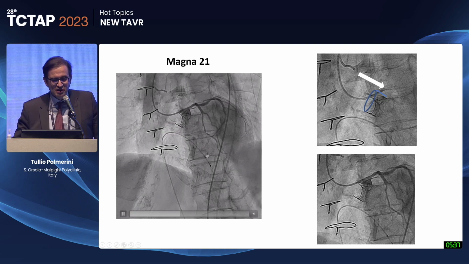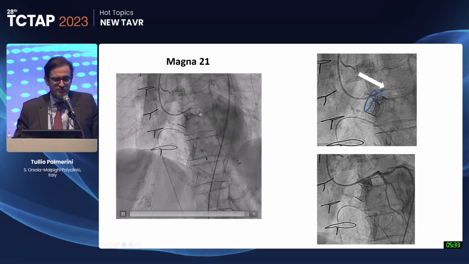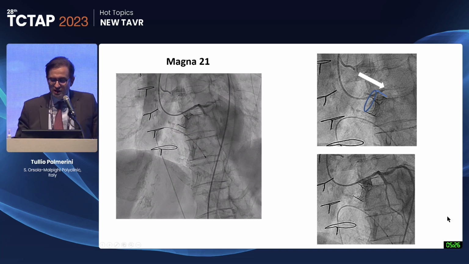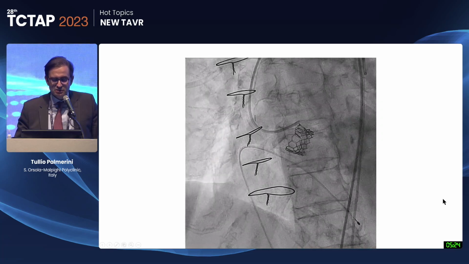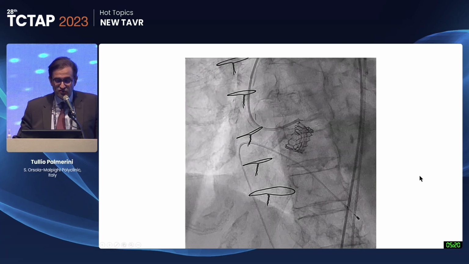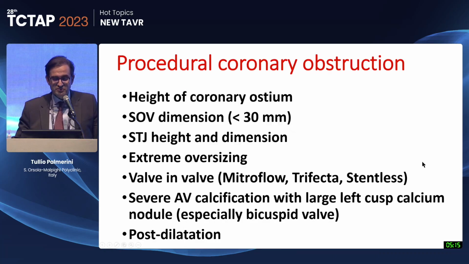So in this case, we used the 1-2 technique, and you see that engaging the left coronary artery, there is enough space both at the sinus level and at the STJ junction. And therefore, in this case, we decided not to protect. We put the valve in, and you see that there was no necessity of protecting the coronary artery, even though coronary height was 5 millimeters.